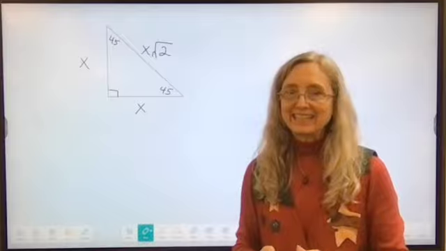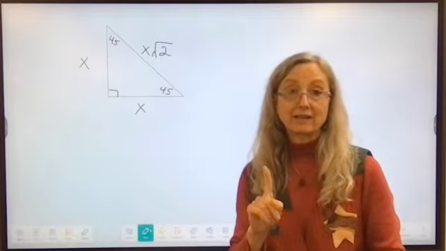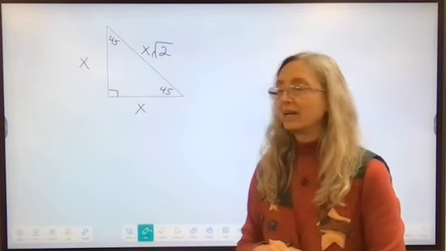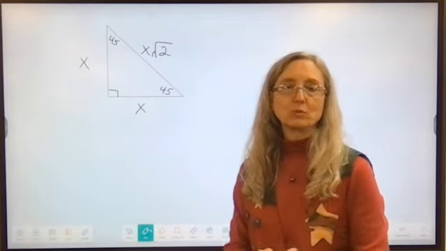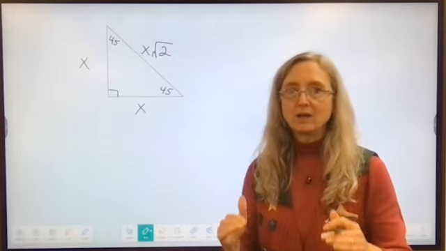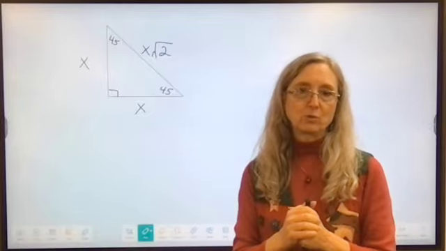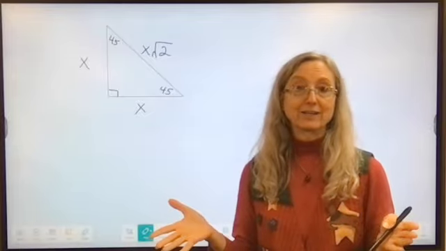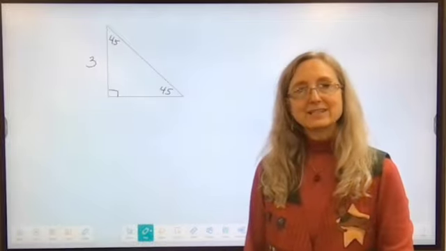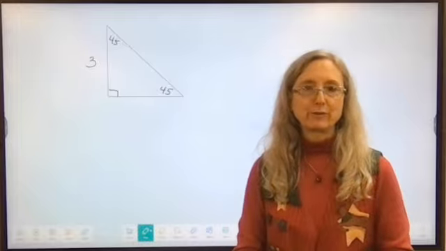This means that in any 45, 45, 90 triangle, you really only need one side in order to find the other two. Because you know the two legs will always be the same, and the hypotenuse will always be the length of the leg, whatever it is, times the square root of 2. And you've got it. Let's say all I know is one leg, and it happens to be 3.